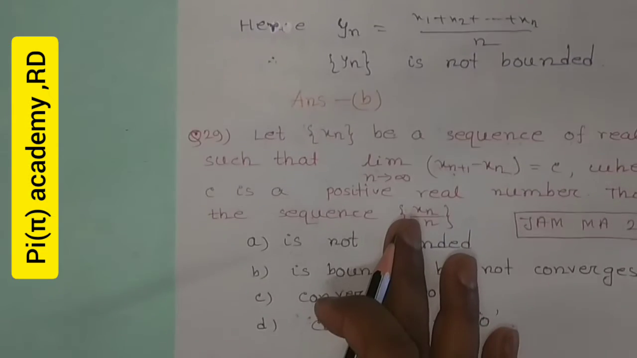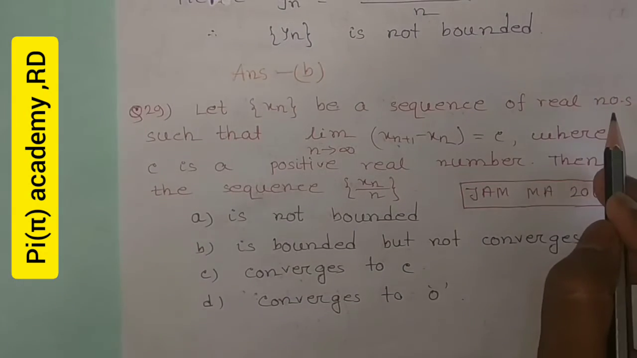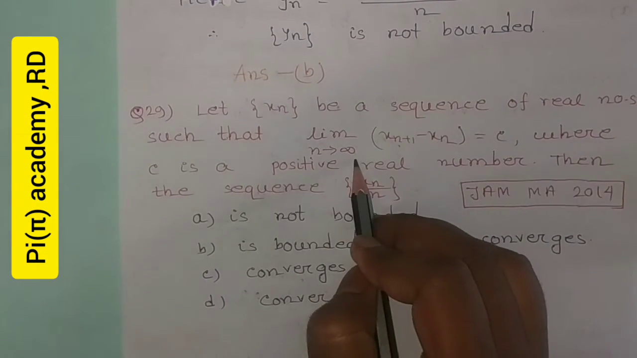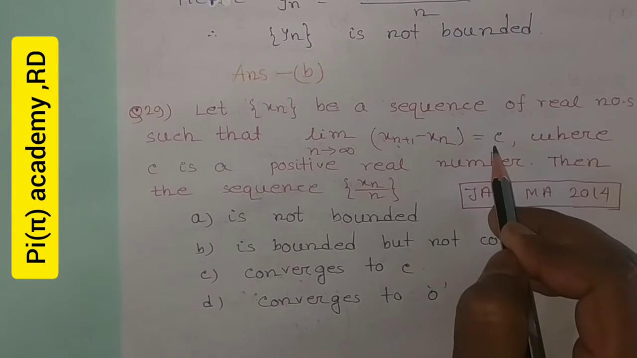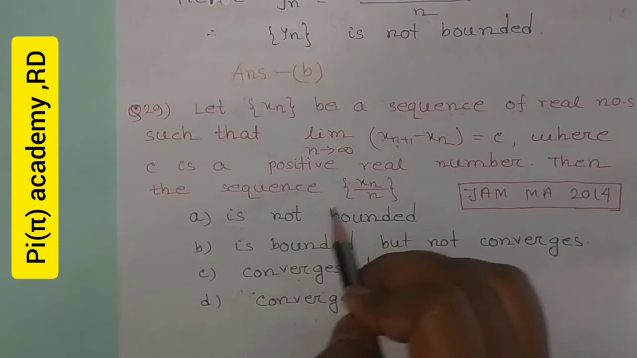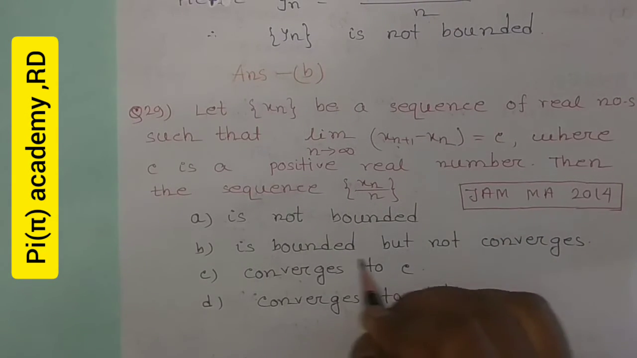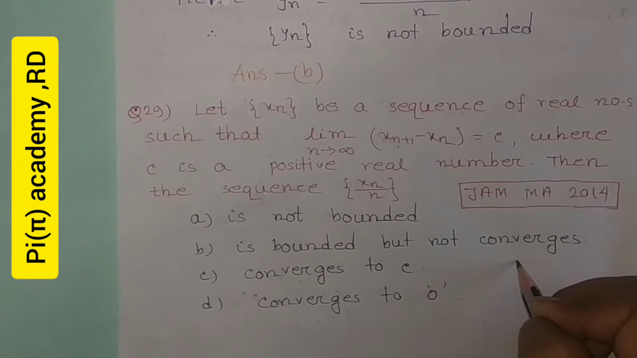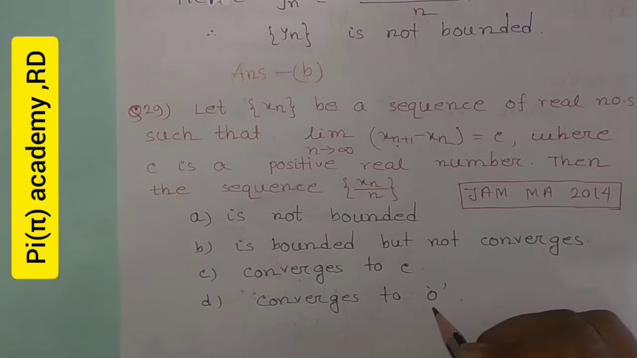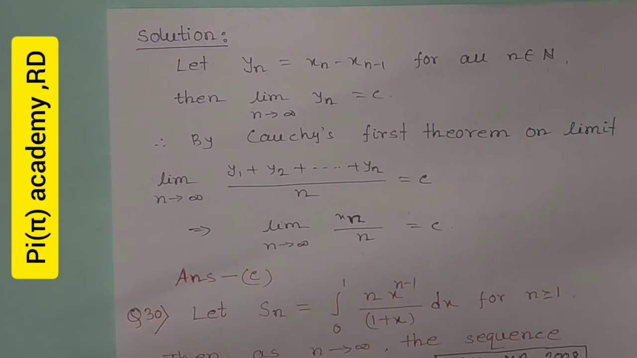Now question number 29. Let xn be a sequence of real numbers such that the limit as n tends to infinity of xn plus 1 minus xn equals c, where c is a positive real number. Then the sequence xn by n is not bounded, is bounded but not convergent, converges to c, or converges to 0. JAM MA 2014. Now solution.